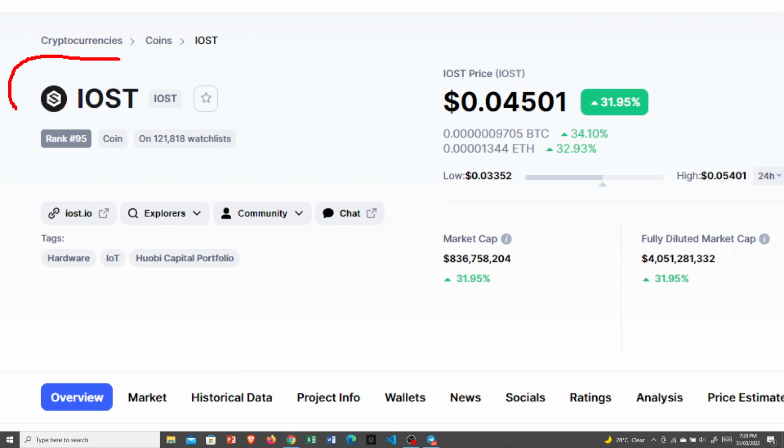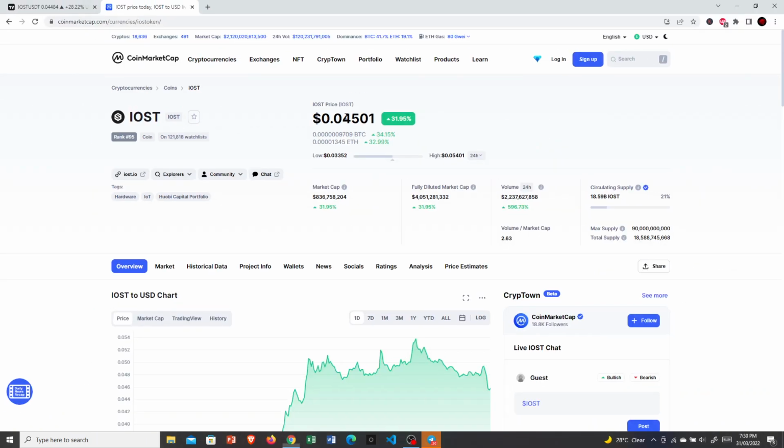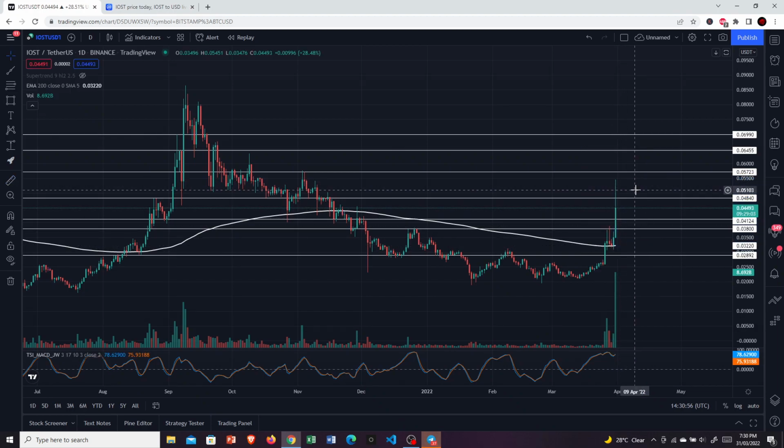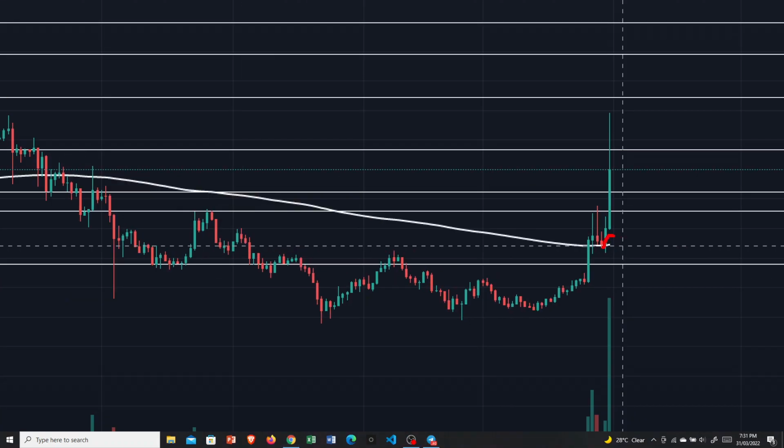In this video we are going to talk about the price prediction of IOST USDT. As you can see, IOST is currently sitting at 0.04501 and it has almost surged 70% from its support at this 200 EMA over here.